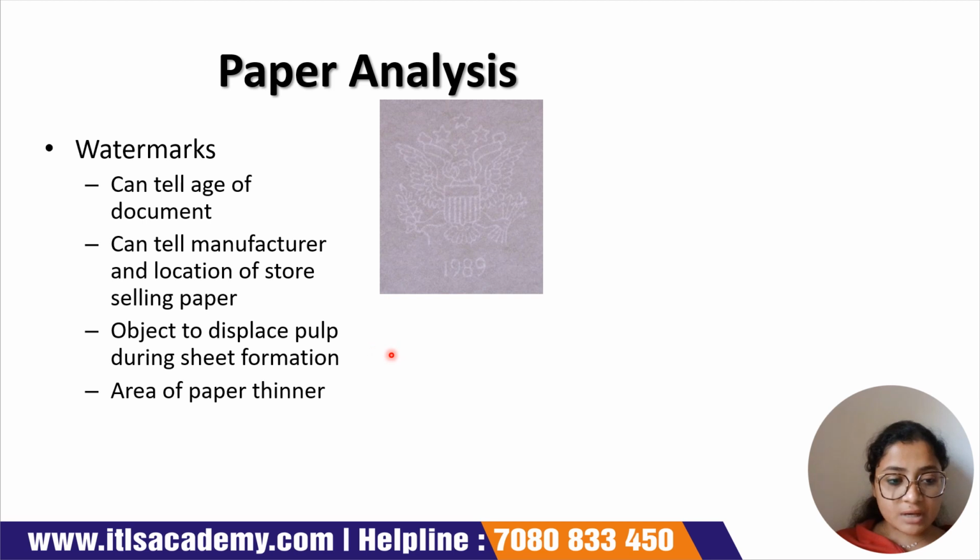Object to displace pulp during sheet formation, and the area of paper thinner. These are also some of the factors. I have just given a nice example of a watermark, 1989. So see, from the watermark only we can understand that this document belonged to 1989, isn't it? So these are some of the important factors as far as document examination is considered, particularly handwriting analysis is considered.